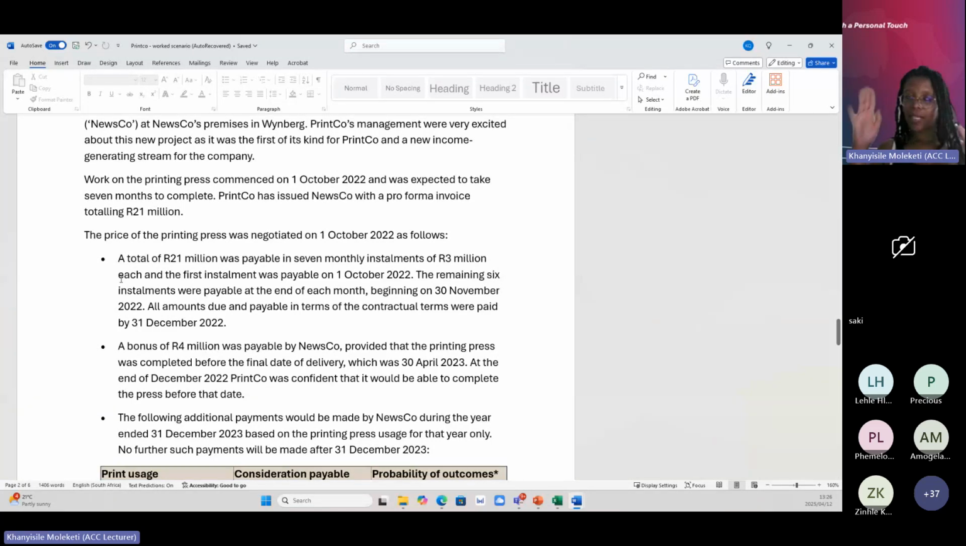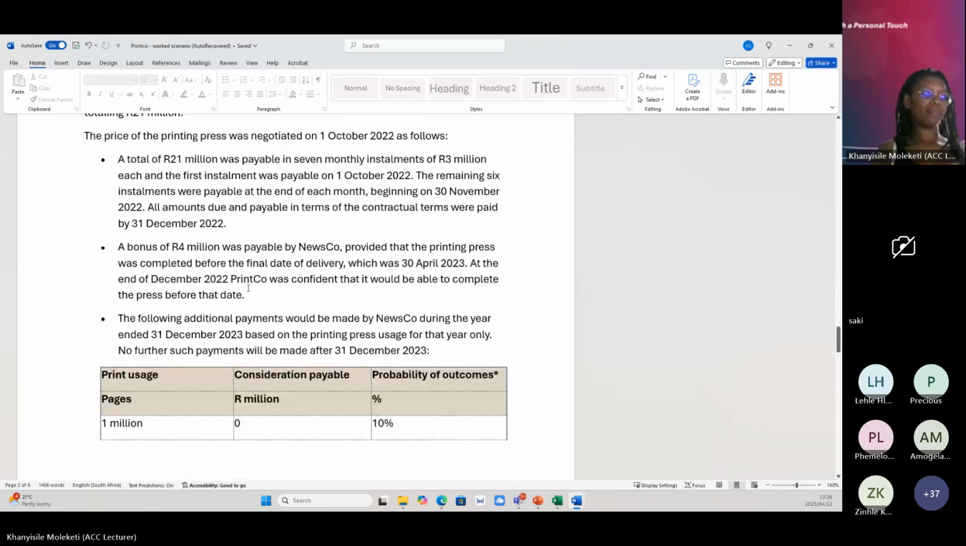Again, think, is there an SFC? Is there a significant financing component? Is there a difference between delivery and payment? Because are we not in this case actually delivering over time and receiving payments over time? But think about it. Is there a difference? Is there a significant financing component?